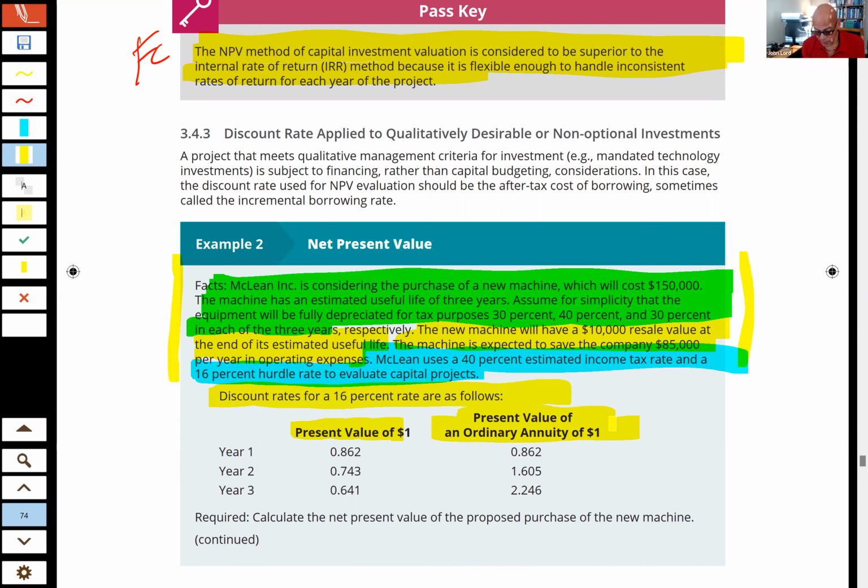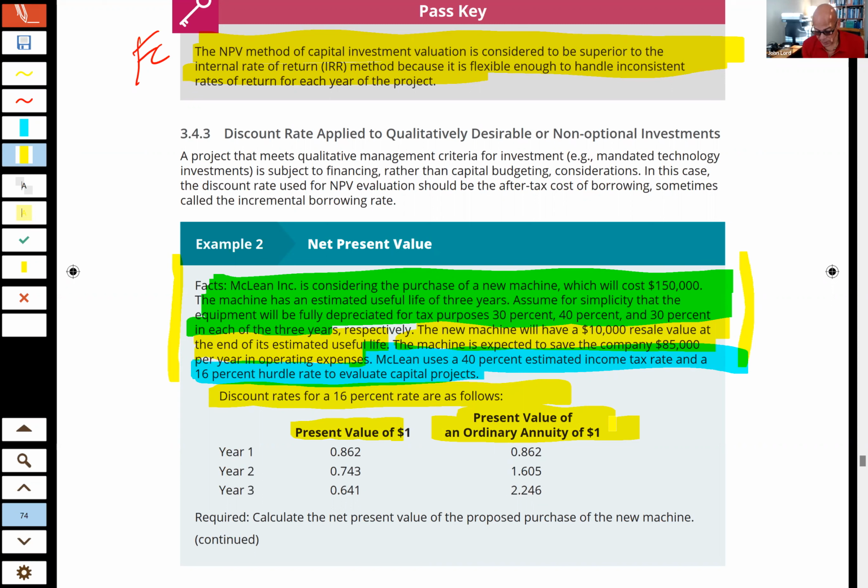The tax rate was the same. Now, if the tax rate changed, then we'd have to use different tax rates for different years, right? But in this case, the tax rate stayed the same. So we've got the tax shield. Okay, good. So that's essentially going to do what? That's going to increase our net cash flows for those years.